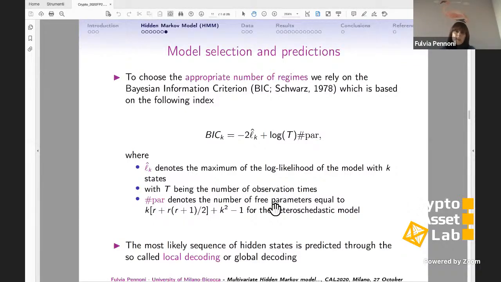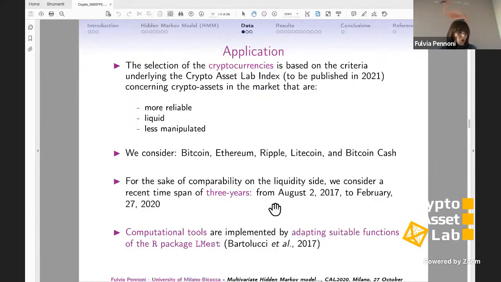Another important aspect of this model is that we can perform what we call local and global decoding, and this is to predict the most likely sequence of latent or hidden states, and so the sequence of regimes we are considering. Okay, I'll switch to the application to show you what we have done in this preliminary analysis of this market.